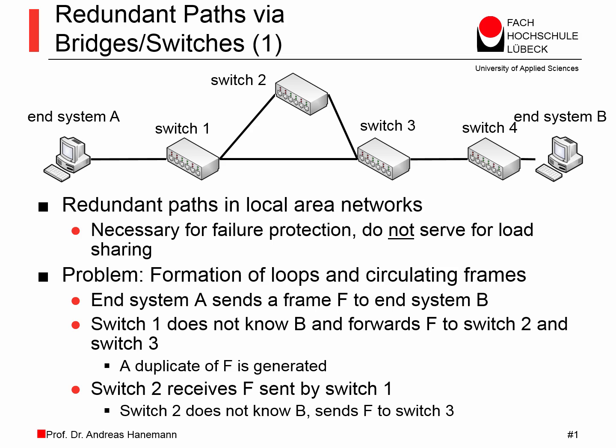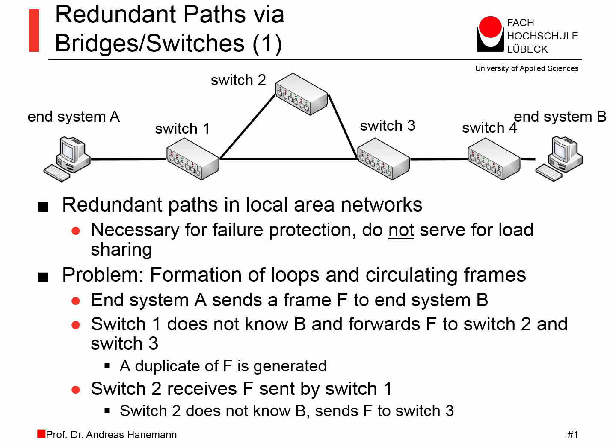This video is about the spanning tree protocol. Nowadays you find networks based on switches, as you see in the figure on top of the slide. Since the reliable operation of networks is crucial for many organizations, redundant links are used to protect against failures. In LANs they do not serve for load balancing.